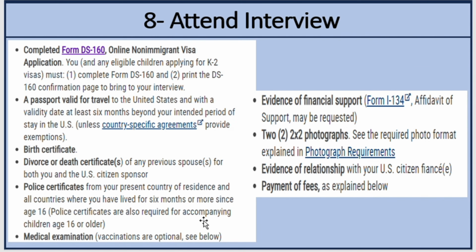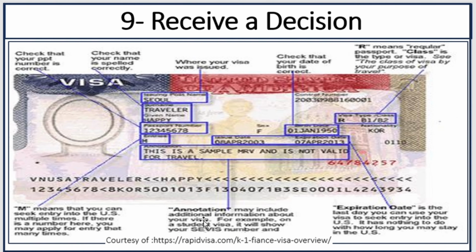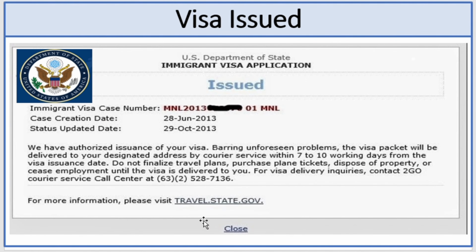Now, attend the interview. On the date of the interview, you will go to the interview. The beneficiary or applicant will have an interview with a consular officer, and if he sees everything is fine, he will issue the visa. Like this one right here, which is a K1 visa. If everything is fine, the visa is issued, and you will receive your packet within 10 business days through the courier that you choose.